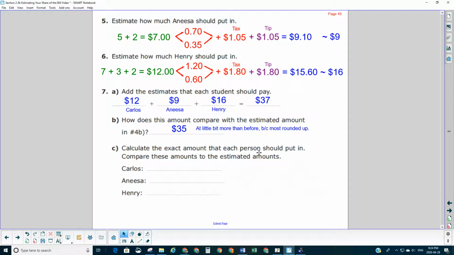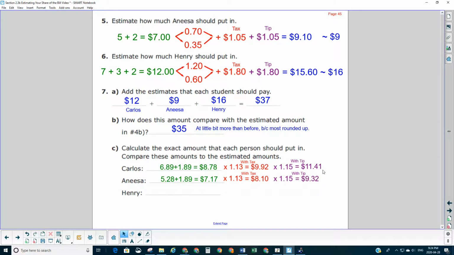Now, part C tells us to do the exact purchase. I'm not going to ask you to do this. You can just copy this down if you want. If we were calculating it exactly, Carlos had these two prices. We would do the tax, which is 13%, and multiply by 1.13 like we did in the last video. Then we do our tip, which is 15%, so times 1.15, and we would get a total of $11.41. That's the exact amount he should pay, but if we estimate $12, it just means we're giving a little bit better tip. And you can check and see the other math for the other two people.